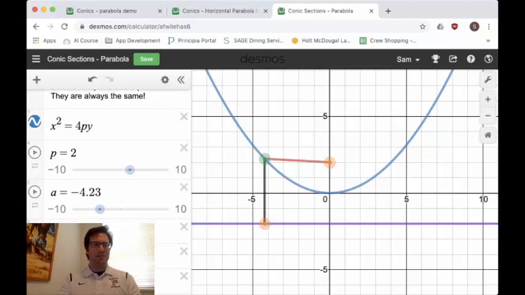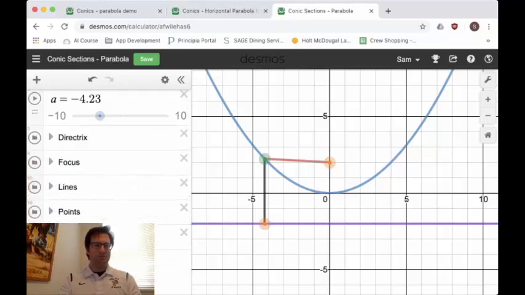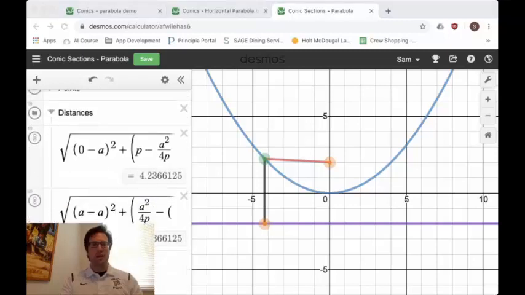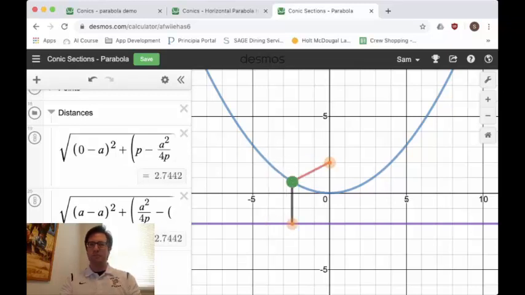And there's a little bit of math involved here, but I actually calculated out what the distances are, and both distances are equal. Okay, and as I move the point on the parabola, those distances are the same. Okay, and if I get the point right there, you can see that they're always equal. So that's kind of a cool thing.